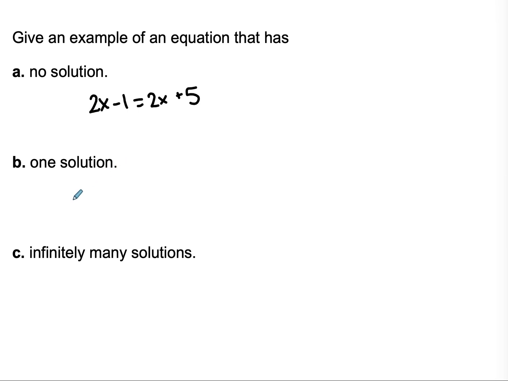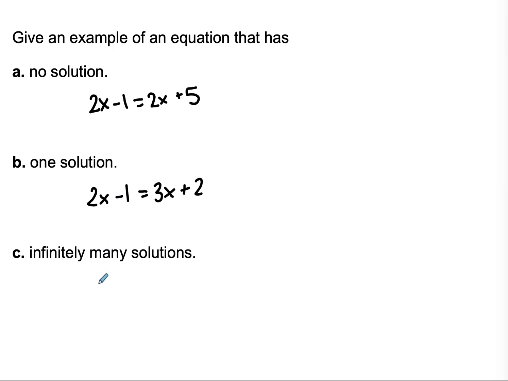One solution has coefficients on your variables that are different. So it could be something like 2x minus 1 equals 3x plus 2. As long as the coefficients on my variables are different, I'm going to have one solution.